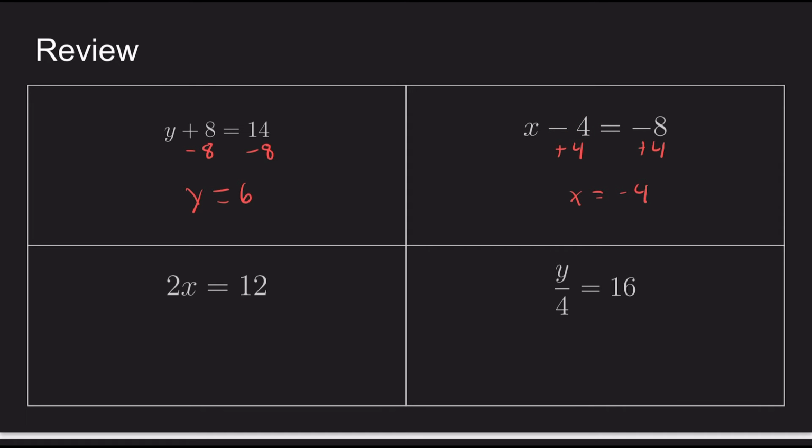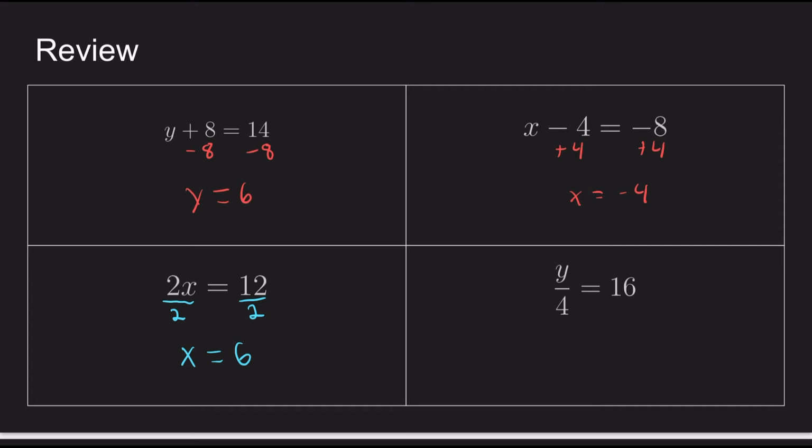Let's go down here. 2x. 2 is being multiplied by x, so we do the opposite. We divide by 2. What we do to one side, we do to the other. And x equals 6. 12 divided by 2 is 6. What did we actually do? We did 2 divided by 2, and 2 divided by 2 is 1. Now, there is a 1 in front of that x now, but do we have to include it? No. So we'll go ahead and get rid of it. The x is alone. We're good to go.